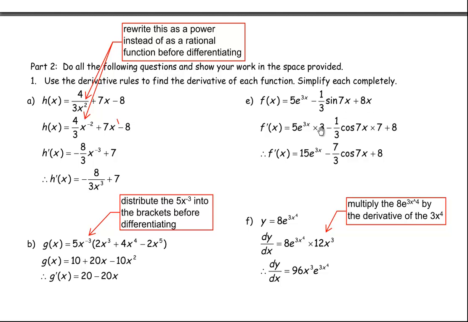So 3 times 5 is 15, e to the 3x. And so when we multiply 7 by negative a third, we get minus 7/3, cos 7x, plus 8.